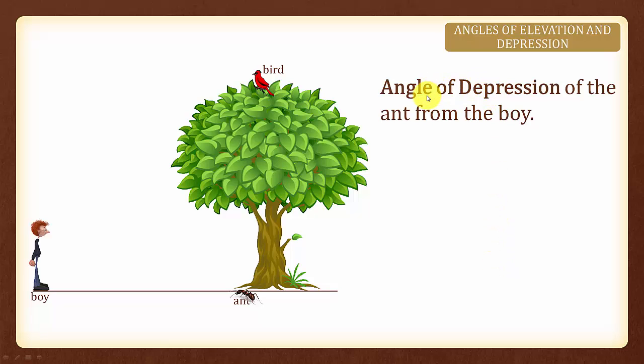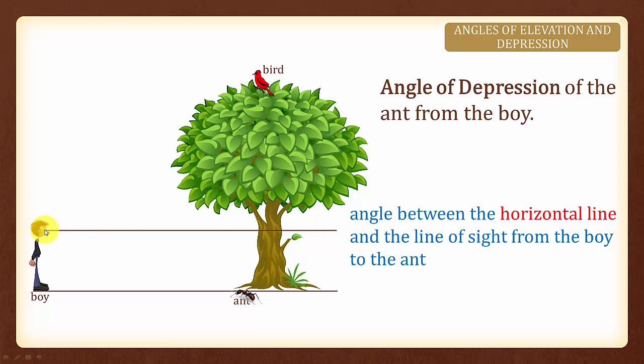Next, we shall look at the angle of depression of the ant from the boy. Firstly, we need to draw a horizontal line from the line of sight of the boy that is parallel to the ground. And the angle of depression of the ant from the boy will be the angle between the horizontal line and the line of sight from the boy to the ant. And hence, we have the angle here, which is 14 degrees.